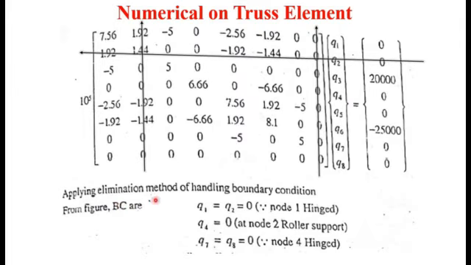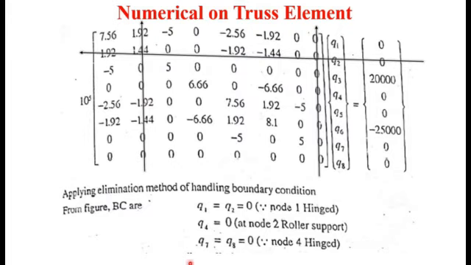After this equilibrium condition, we apply the boundary conditions, using the elimination method of handling boundary conditions. From the figure we know q1 is equal to q2 is equal to 0, since node 1 is hinged. At node 1 a hinge support is given, so the displacement at node 1 is 0. Therefore q1 and q2 are 0. Then q4 is equal to 0 at node 2 because a roller support is given there. The horizontal displacement will have some value, but the vertical displacement will be 0 because of the roller support. It will not displace in the y direction, the vertical direction.